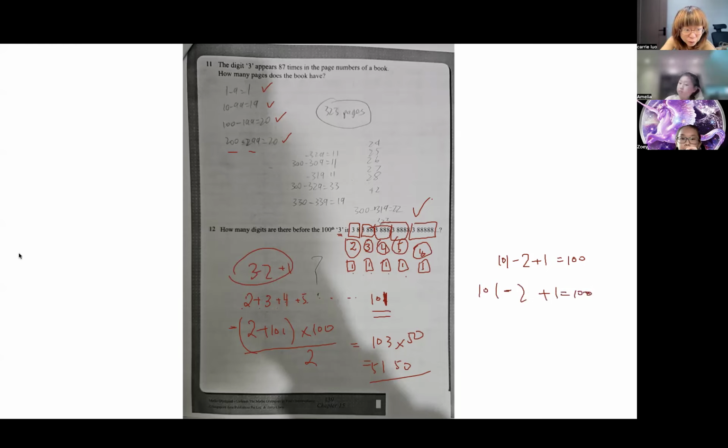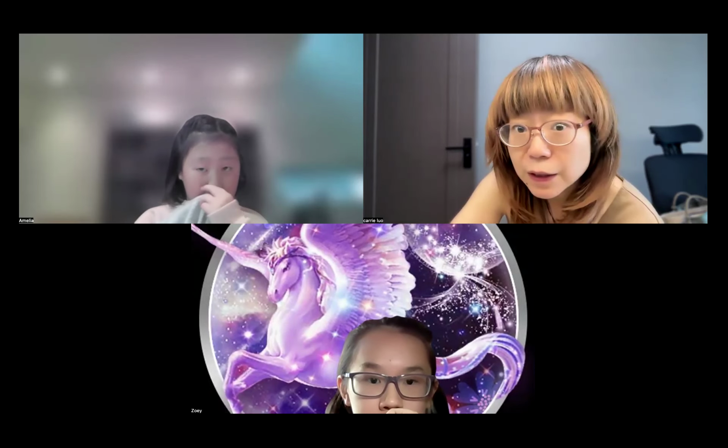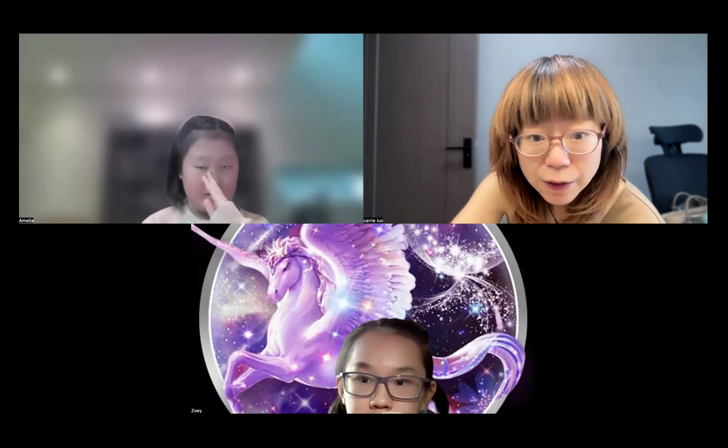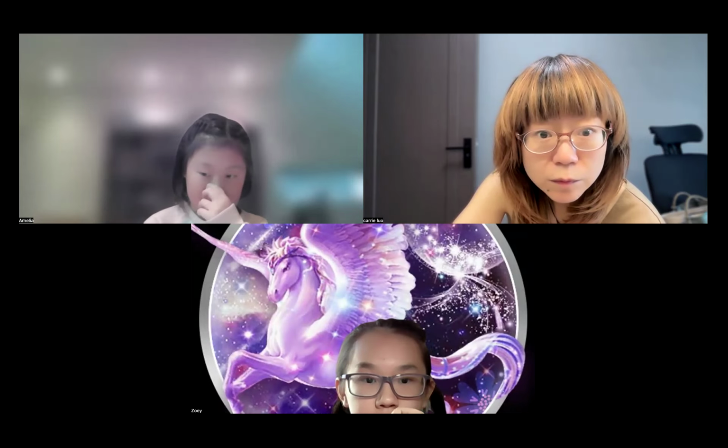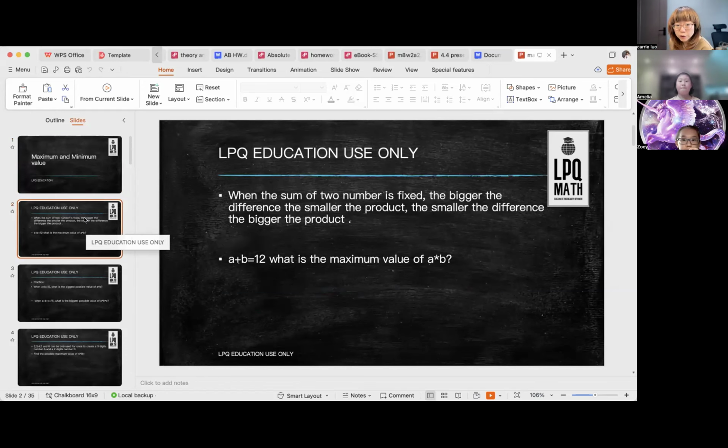Okay, so that's it for the homework. Okay, this week's topic is called maximum and minimum value. Let's take a look at this one. First of all, when the sum of two numbers is fixed, what does it mean? If I have a plus b equals 12, no matter what a and b are, the sum of them is already given.